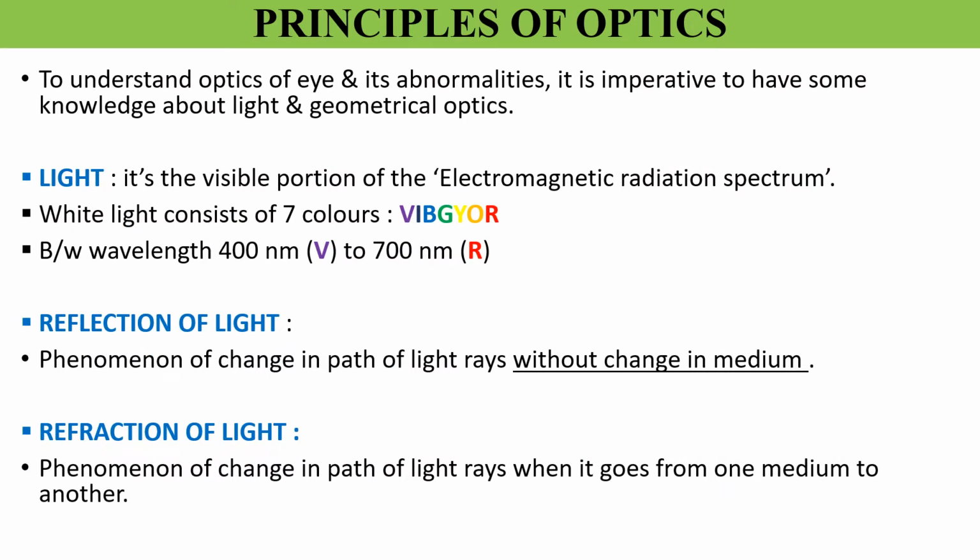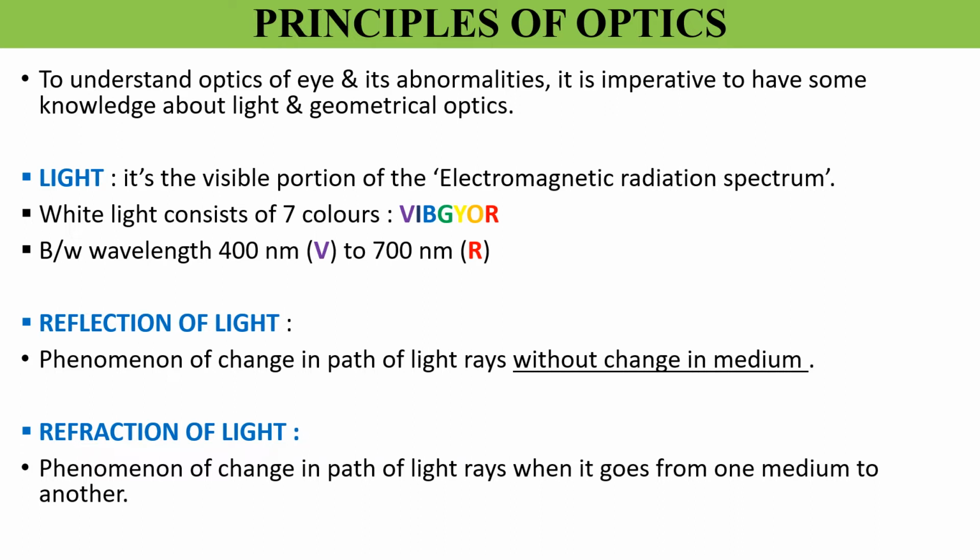To understand the optics of eye and its abnormalities like errors of refraction, it is very important to have a little knowledge about the light and geometrical optics. You all must be knowing this, that light is the visible portion of the electromagnetic radiations that are present in the atmosphere. The light what we see is white light, which is made up of seven colors, that is represented by the term VIBGYOR: V for violet, I for indigo, B for blue, G for green, Y for yellow, O for orange, and R for red. These seven colors of the rainbow have wavelengths ranging between 400 to 700 nanometer. 400 nanometer is for violet color, beyond which comes the ultraviolet waves that are invisible to the human eye, and 700 nanometer is for red color, and beyond it comes the invisible infrared waves.